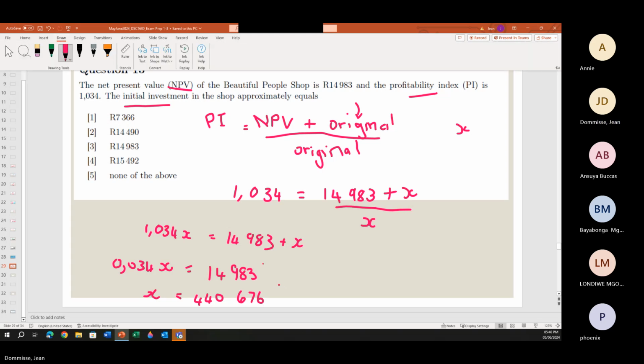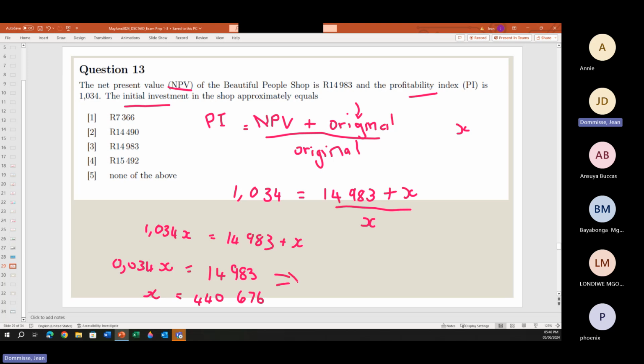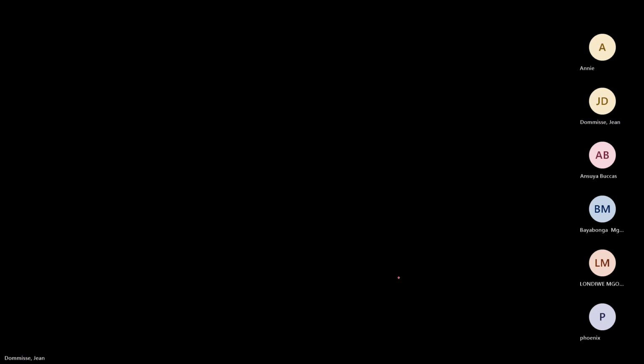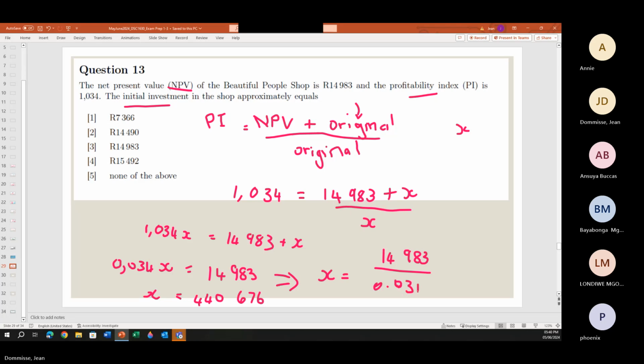Okay, so let me just rewrite this component and then I will answer the question. From this point, we basically go and say x is equal to 14,983 divided by 0,034. And then we get x is equal to 440,676. Let's just see, does it make sense?